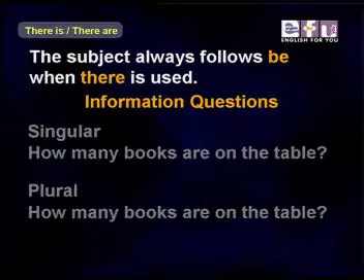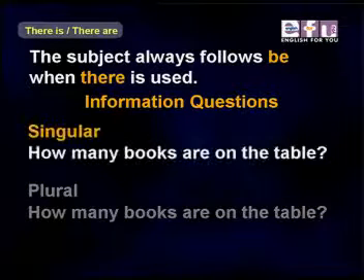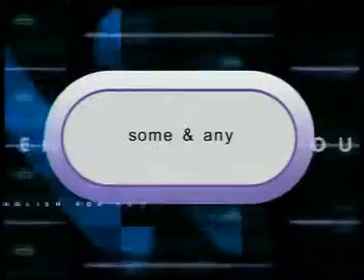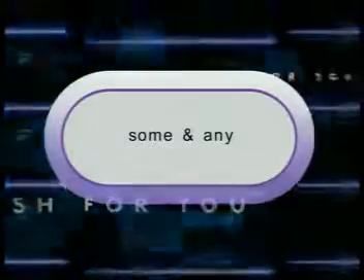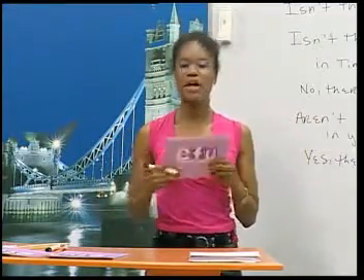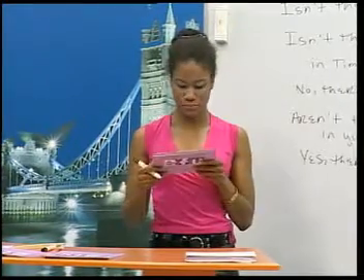Now, how about information questions? How many books are on the table? Plural. How many books are on the table? Some and any. Now we will review some and any.